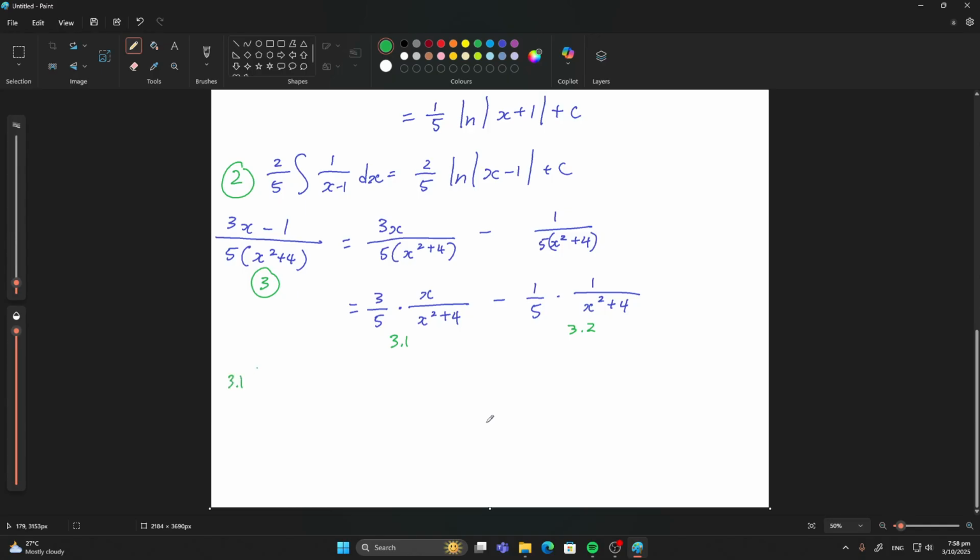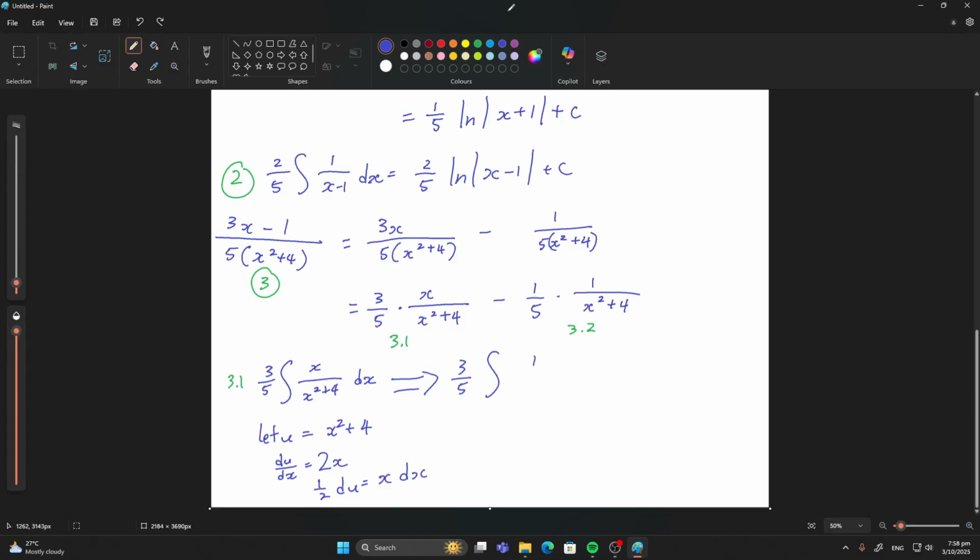Let's integrate 3.1 first. So 3.1 is basically 3 over 5 of x over x squared plus 4 dx. Let u equal x squared plus 4, du/dx equals 2x, half du equals x dx. So essentially this is just 3 over 5 times half. Okay, maybe I should put the half behind.